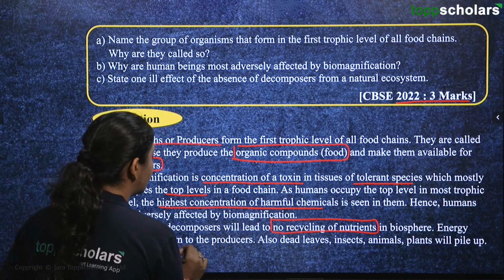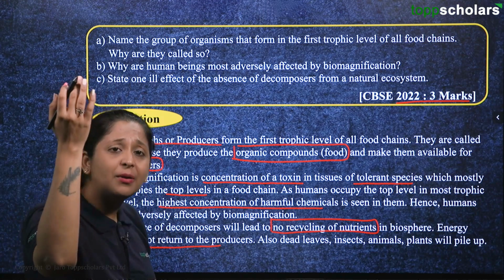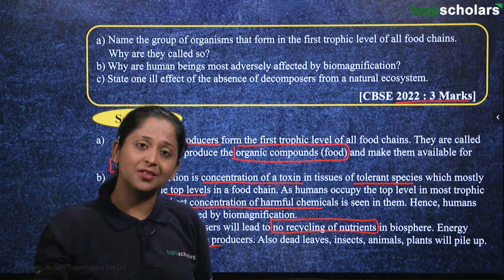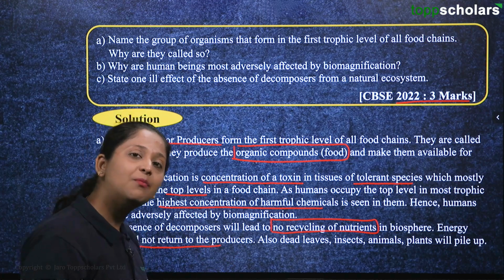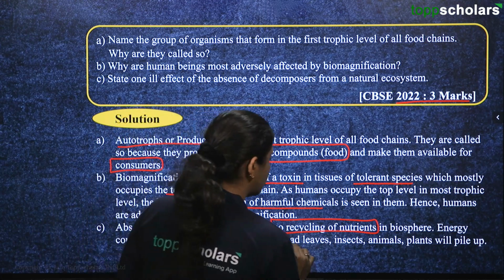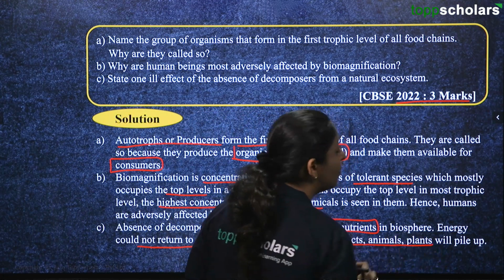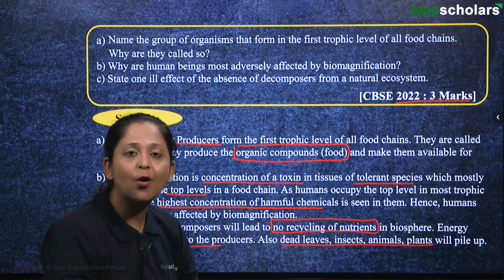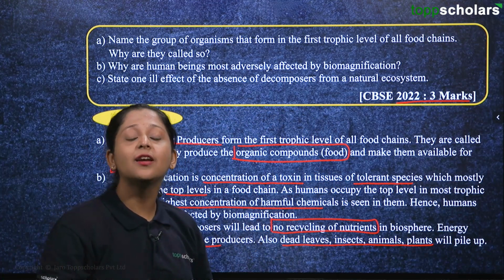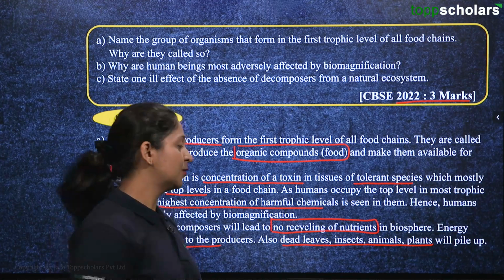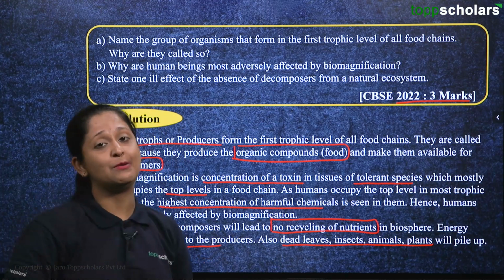Energy could not return to the producers. They will not get the carbon dioxide back. What will the plant use? So decomposers help you to maintain that cycle. Also, dead leaves, insects, animals will pile up. You will have all the waste which is collected, with nothing to remove it from the ecosystem. So decomposers play a very important role here.